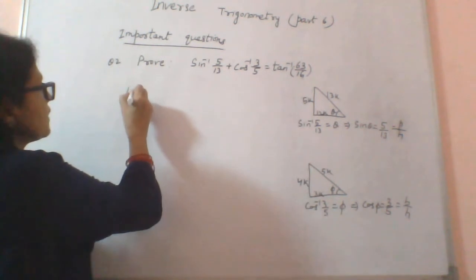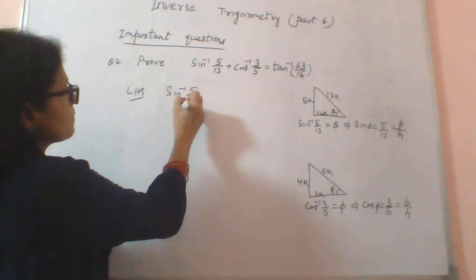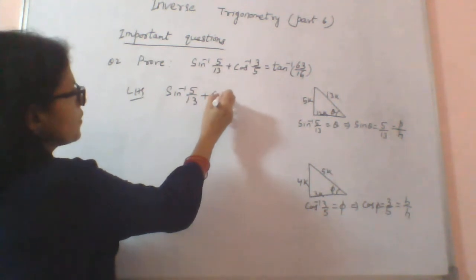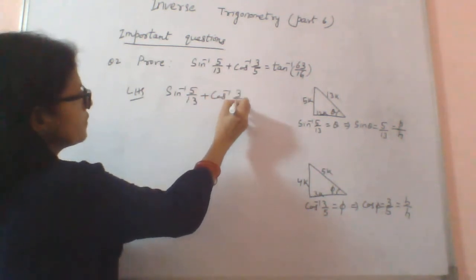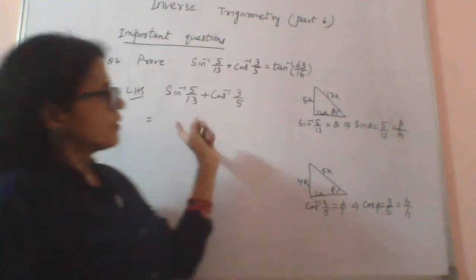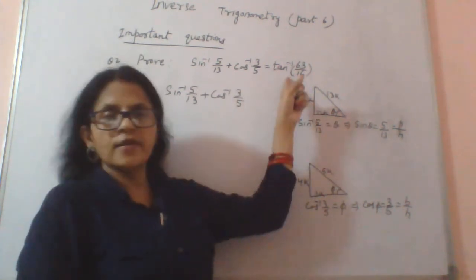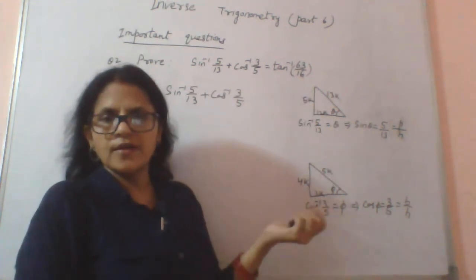So LHS is sin inverse 5 by 13 plus cos inverse 3 by 5. Now my purpose is to convert these two to tan inverse, so that I can get tan inverse on the right side.